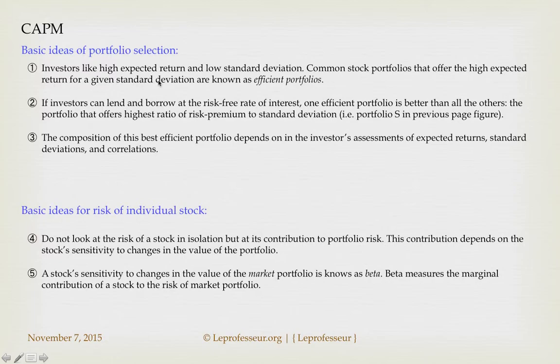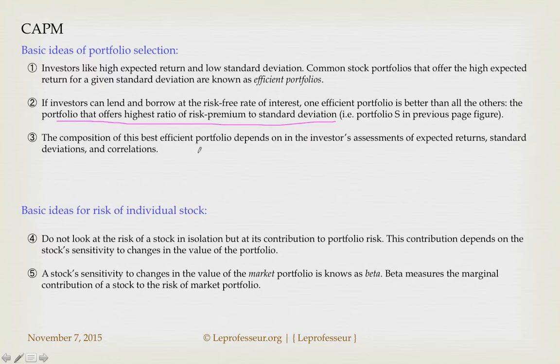Basic ideas: investors like high expected return and low standard deviation. Common stock portfolios that offer high expected return for a given standard deviation are known as efficient portfolios. Okay. Now, investors can borrow and lend money. So you may have one efficient portfolio better than another efficient portfolio, or better than all of the efficient portfolios. That is the portfolio that offers the highest ratio of risk premium to standard deviation. That is the Sharpe ratio. Remember we discussed the Sharpe ratio. The portfolio which offers the highest ratio of risk premium to standard deviation, okay, that is the best portfolio we can choose.